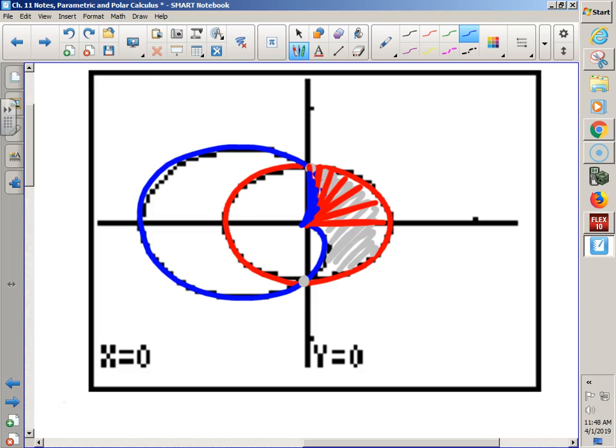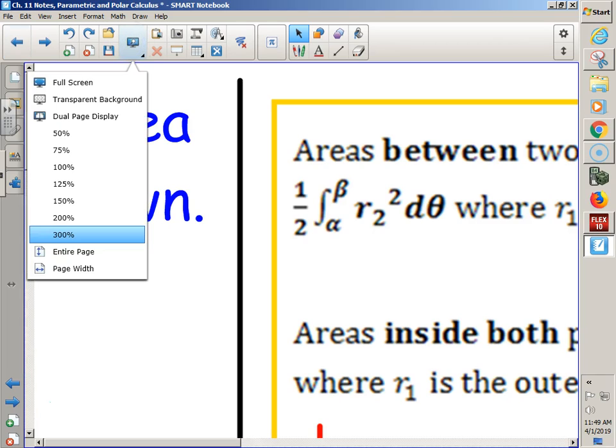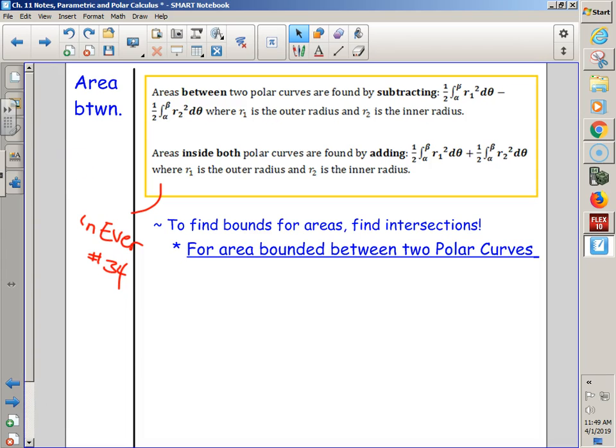Do you see it? If I go out radii, the red is going out to the red, and as he does, he doesn't care about the blue. He's going to get that whole thing. The blue says, no, no, no, I'm here too. You need to get rid of me in order to get what it is that you're wanting. Kind of makes sense? That's area between. That's why you have to do 1/2 r squared of the outer radius and then 1/2 r squared of the inner radius, because I have to find area between.